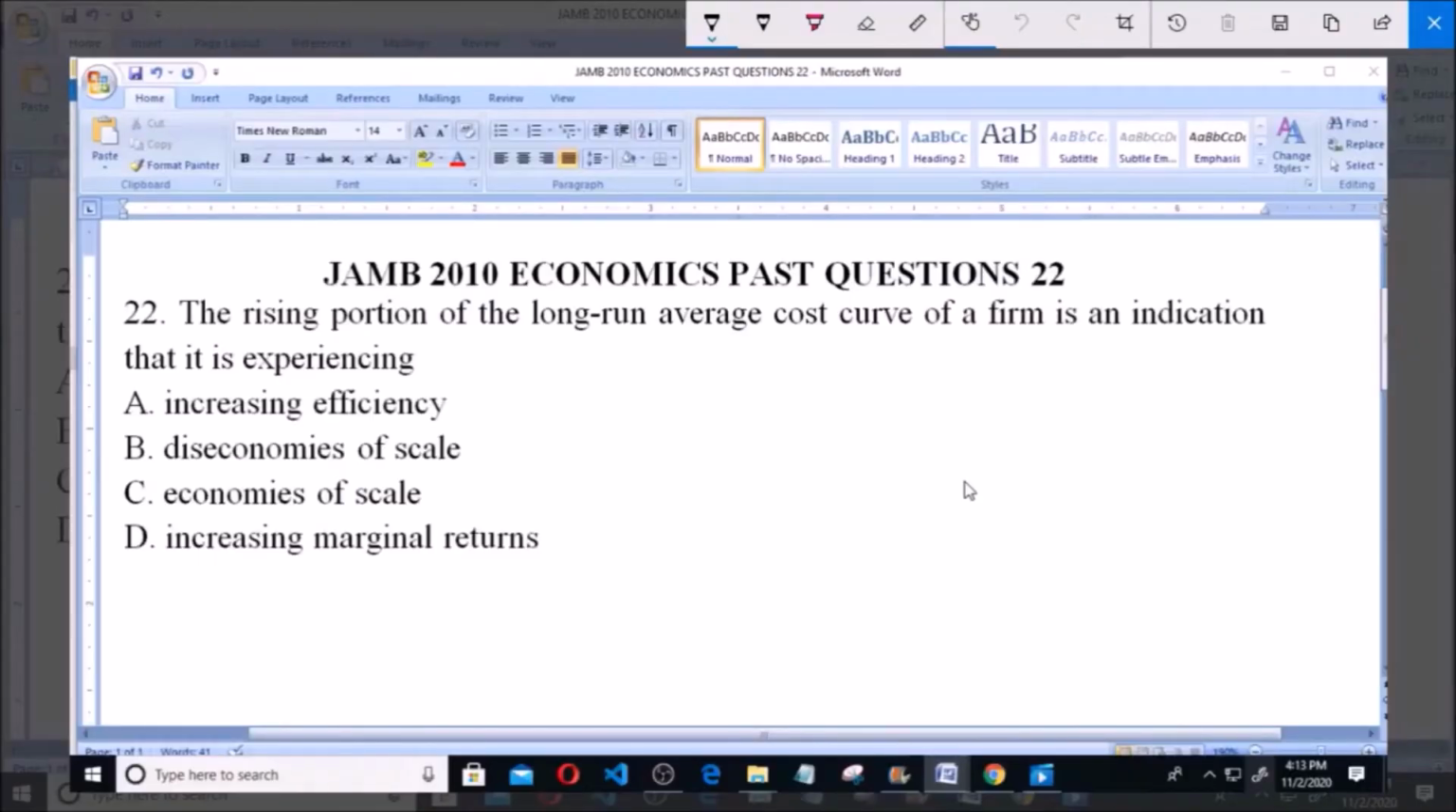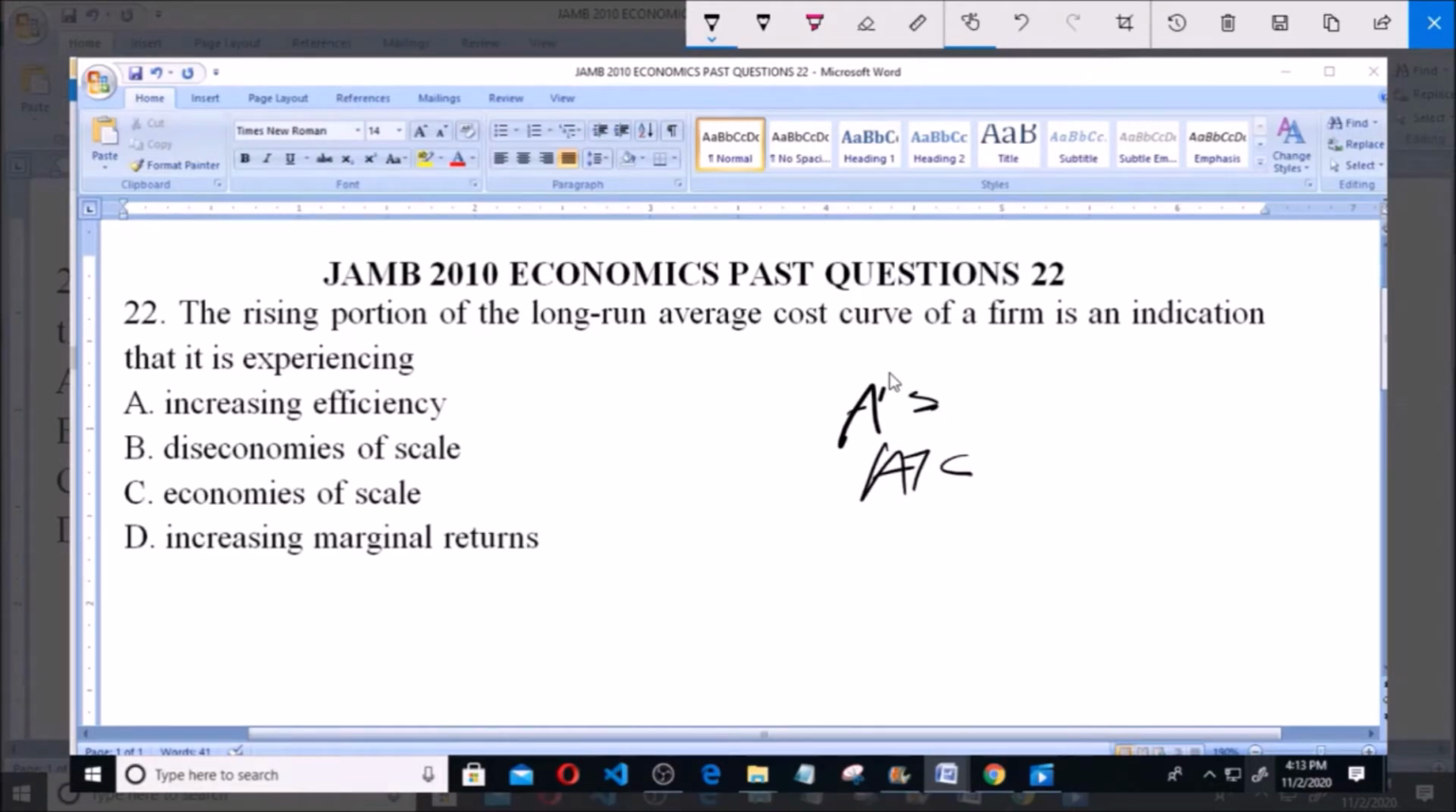Hello, JAMB 2010 Economics past question number 22 says the rising portion of the long run average cost curve of a firm is an indication that the firm is experiencing. Now if you look at the average cost, which is the AC, it is defined as the cost per unit of output, or the total cost of production of a commodity incurred by an enterprise divided by the number of units of output. It is also called average total costs.